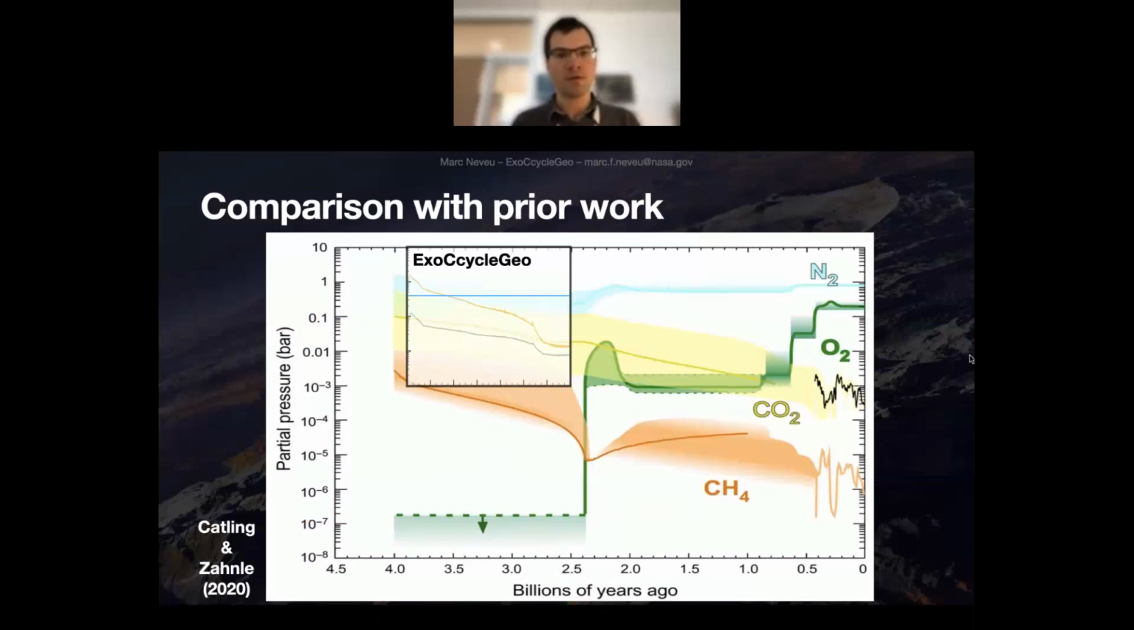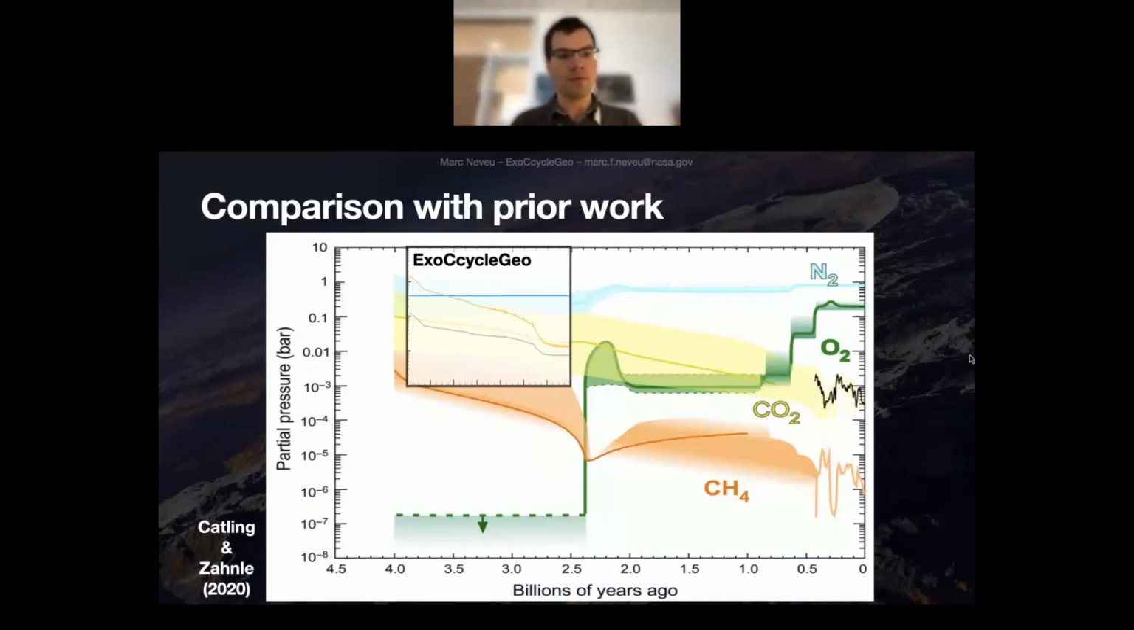Just a quick comparison with prior work as a sanity check. Each side of the code has been validated to the Earth, making sure that the volcanic fluxes computed are similar to what's on Earth today for the same conditions, same surface composition, etc. Same for weathering. But this is a comparison at the full model level.